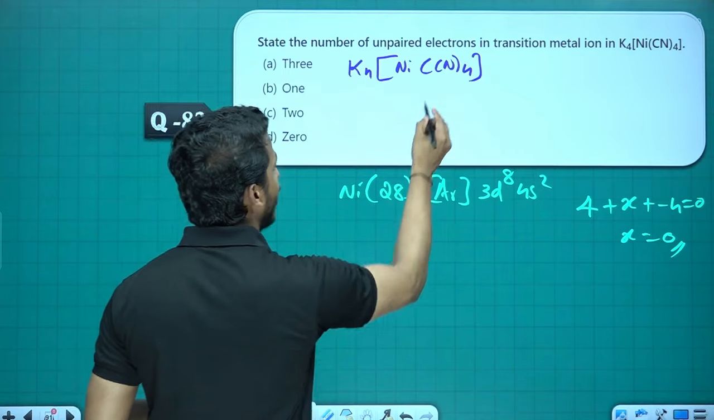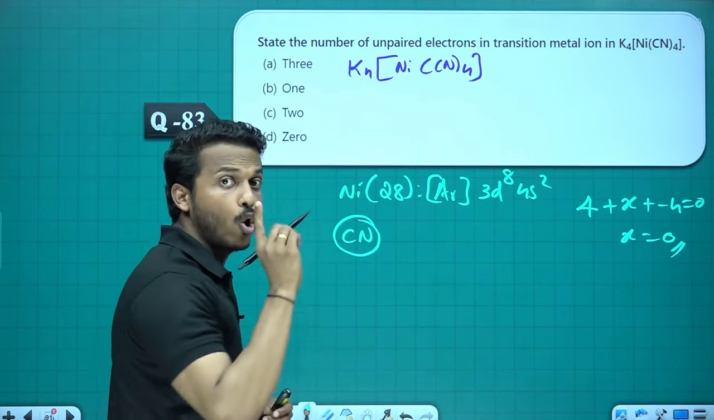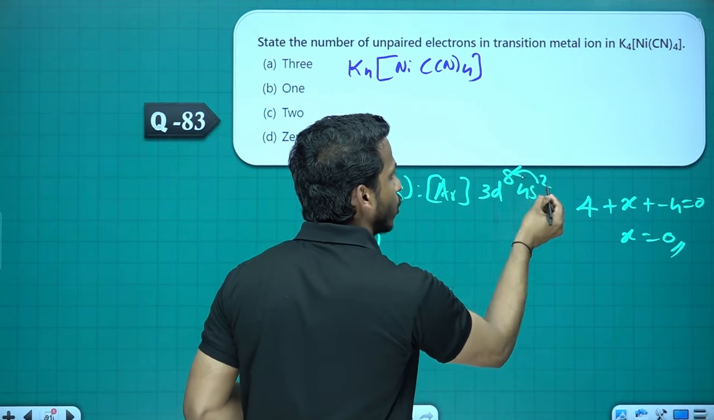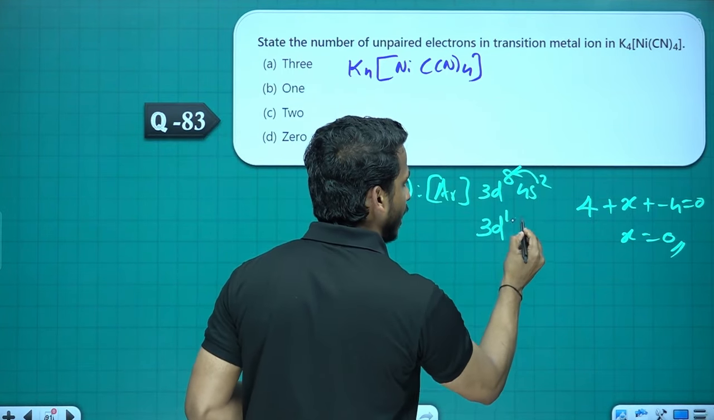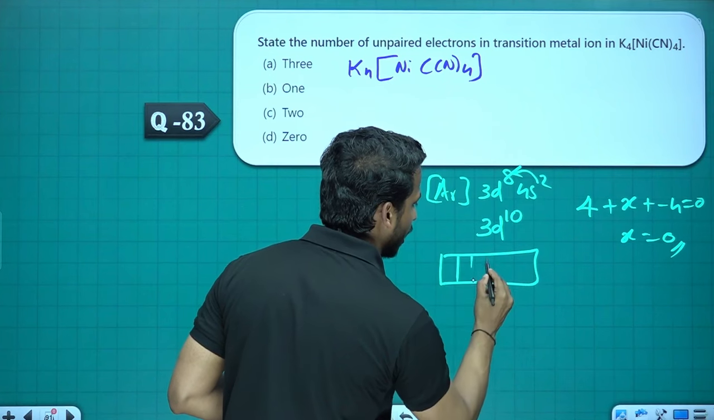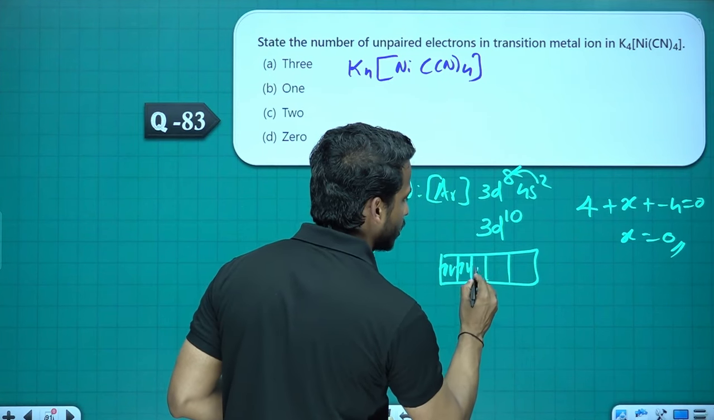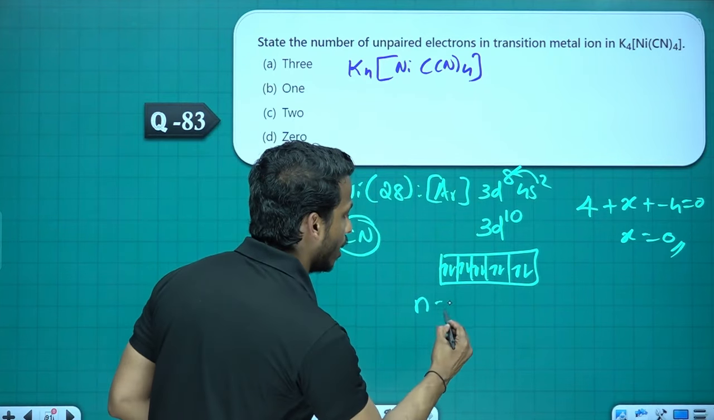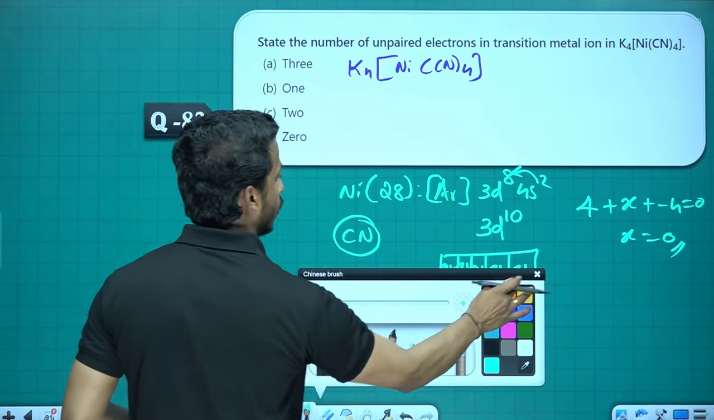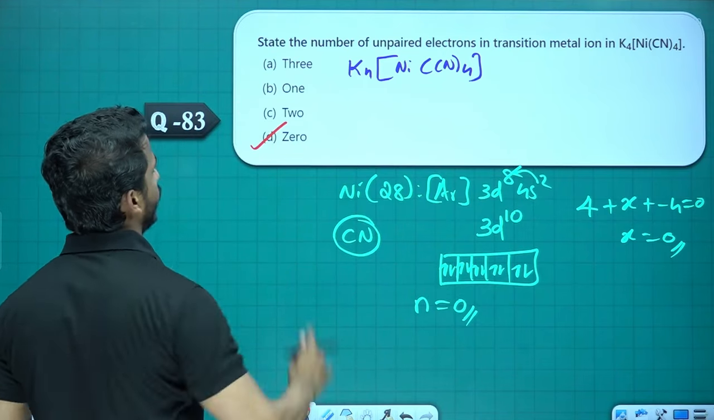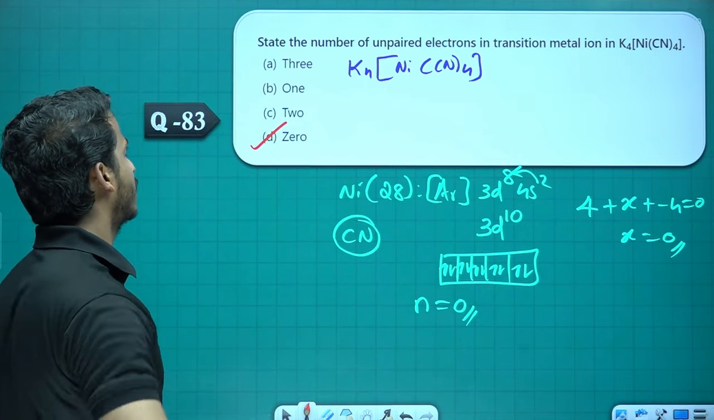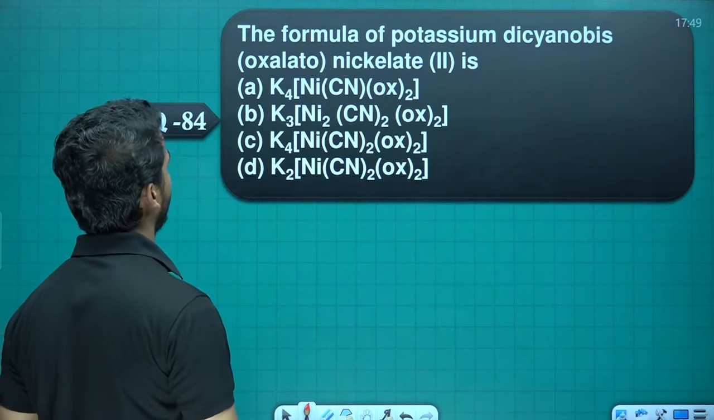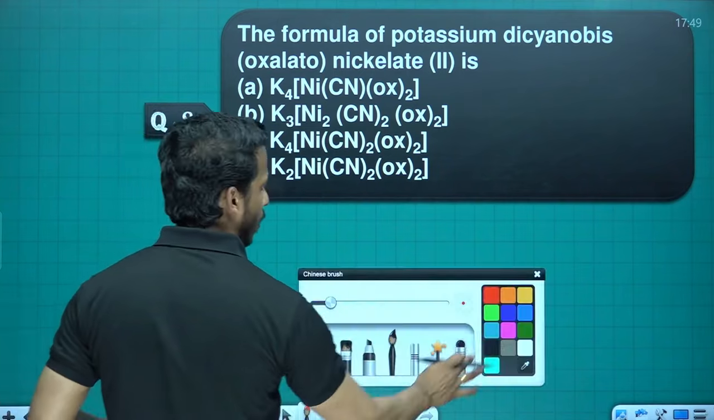Cyanide is the ligand. Cyanide is a strong ligand, so all electrons get paired. Even the 4s2 electrons come inside. It becomes 3d10. 3d10 means how do you fill the electrons, my dear? 2, 4, 6, 8, 10. Is there any unpaired electron? No unpaired electron, because all electrons get paired. So let's go with which one? Option D. In this case, no unpaired electrons. The question states the number of unpaired electrons: none.